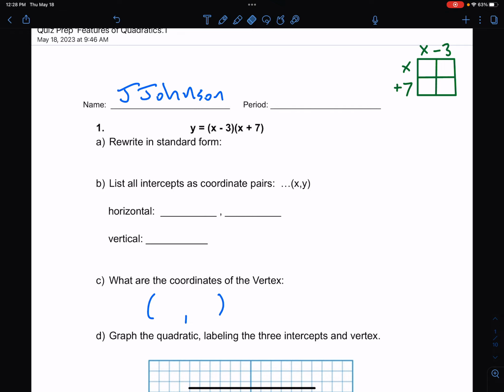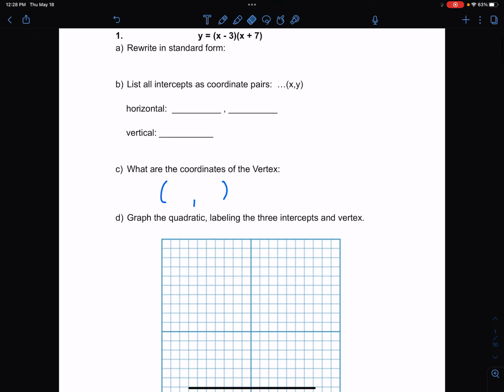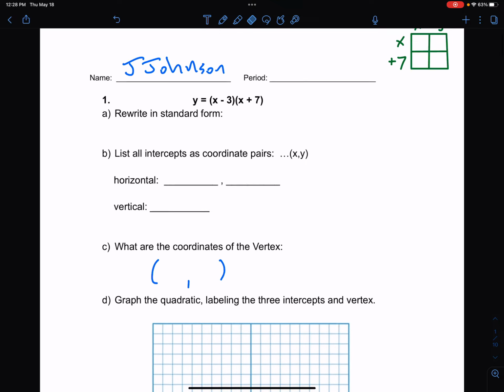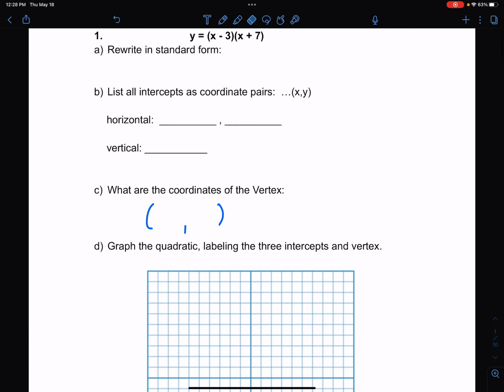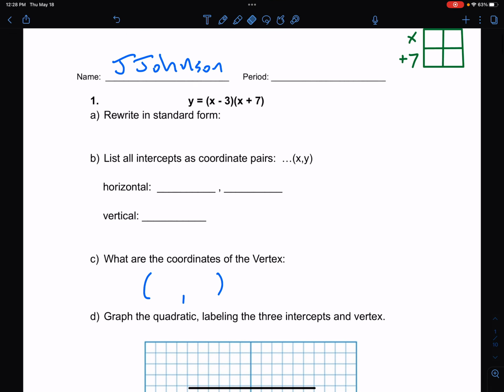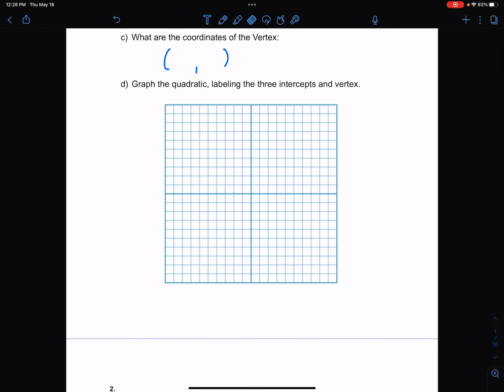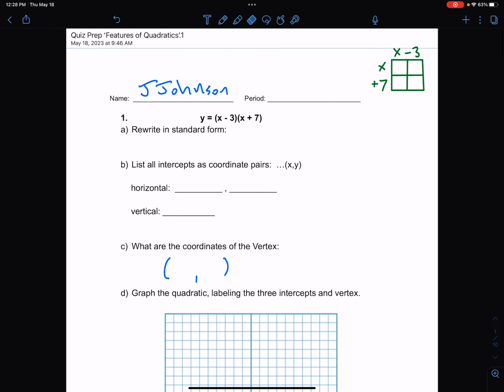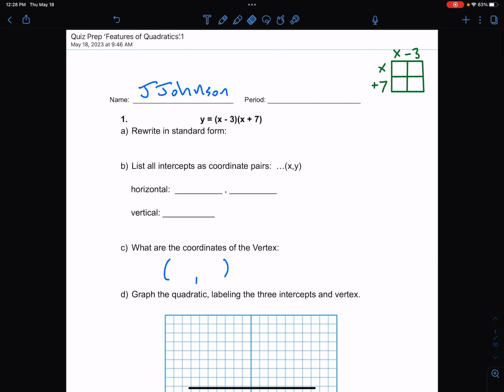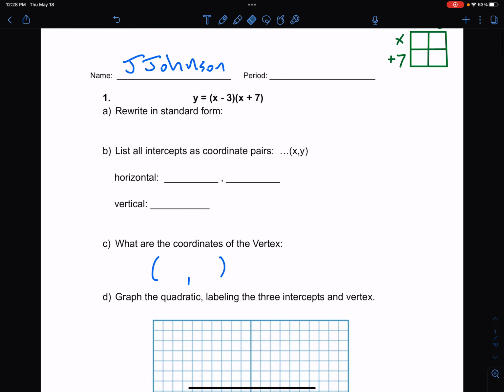Question 1, it's just like that quiz that we took. We took a quiz called Features of Quadratics. We got that same question right here. I'll give partial credit. Each one of these, take your time on this one, okay? It's worth a lot of points.